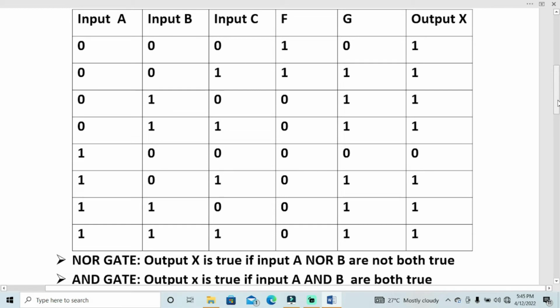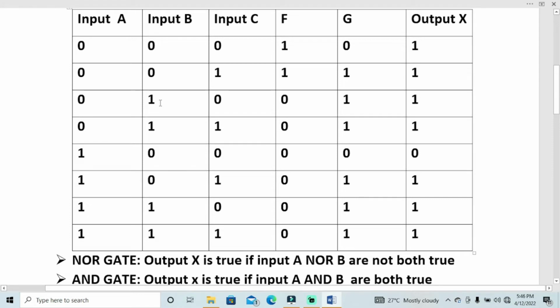So for inputs A and B going through the NOR gate, the NOR gate basically just states that output X is true, which in this situation would be F, if inputs A and B are not both true. So in this situation, we have inputs A and B where they are not both true, so we will have output F as 1. And in this other situation, they are not both true, then we will have the output F as 1.